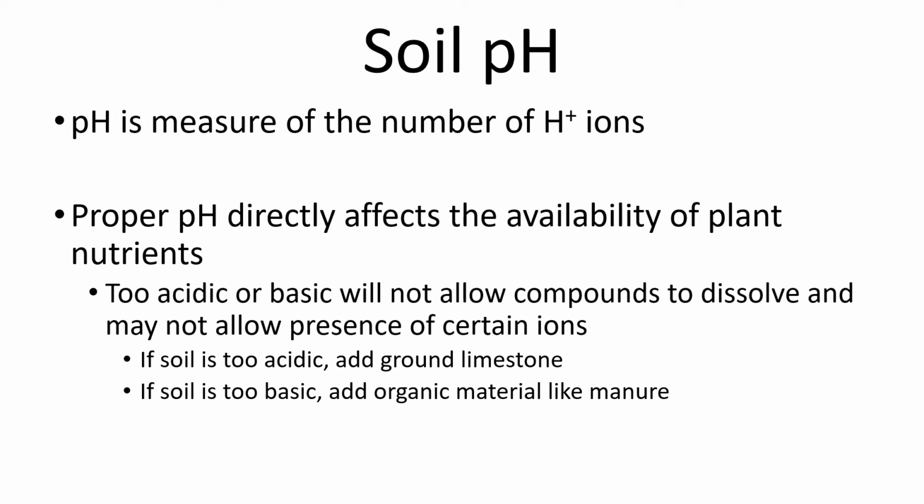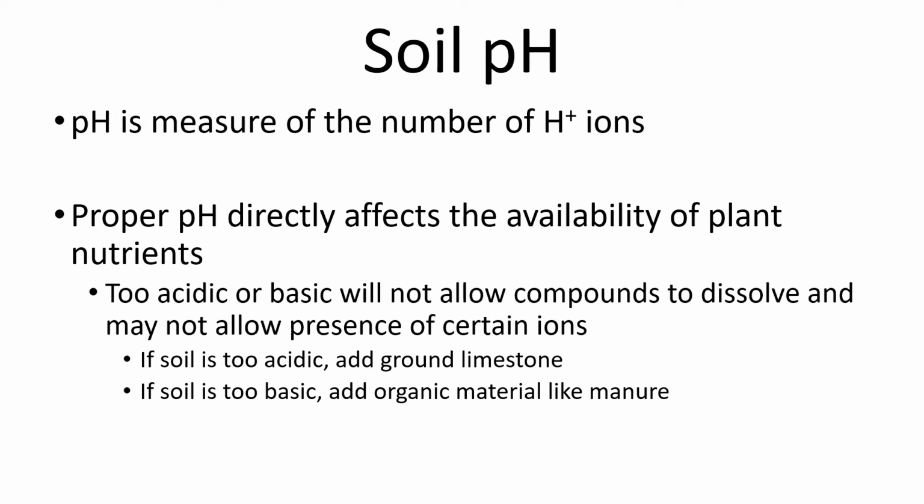And I'm sure that you know what pH is, but just in case you don't, pH is a measure of how many hydrogen ions you actually have in solution. And so pH affects the availability of plant nutrients. So if the soil is too acidic or too basic, compounds aren't going to dissolve because that positively charged hydrogen ion is going to affect the other ions around it.